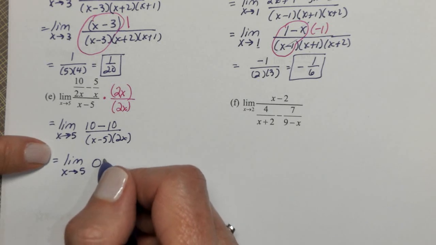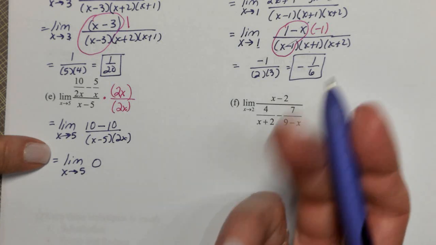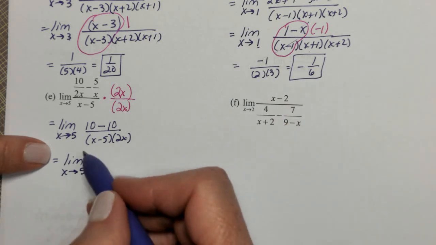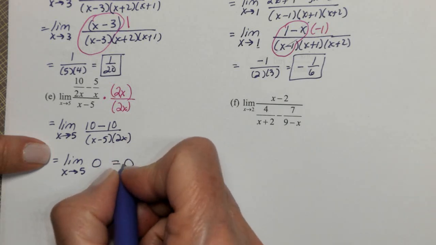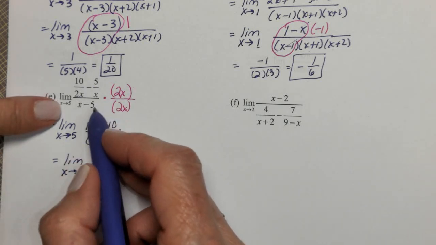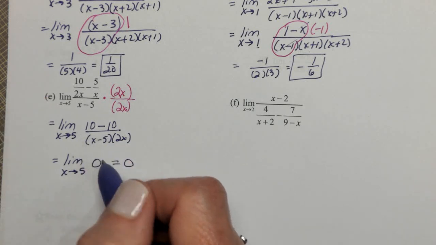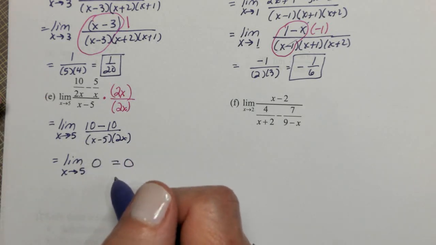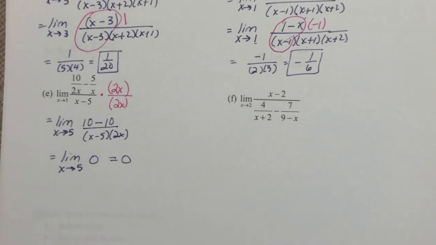So it reduces to 0. That means when it reduces, it's gone. It's just a 0. The limit as x approaches 5 of 0 is just 0. I could show you this on the calculator and you would see that the graph is indeed going to 0. There's a hole there, but it is going to 0. Okay? It is going to 0. So that's what happened there.